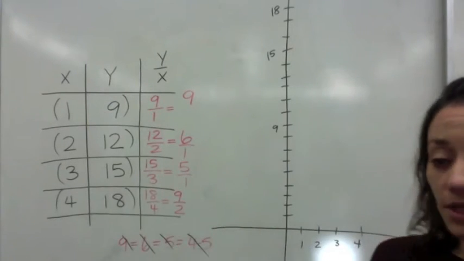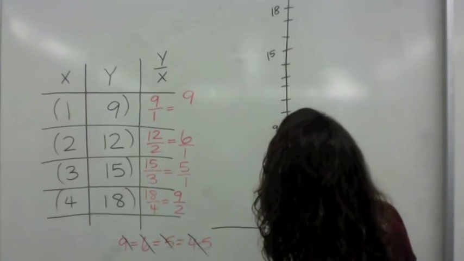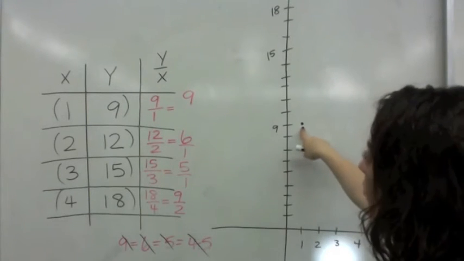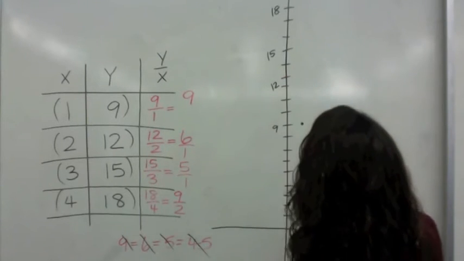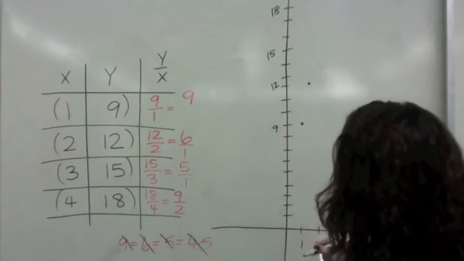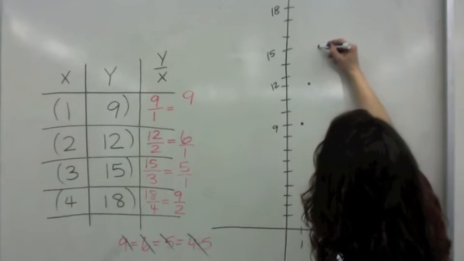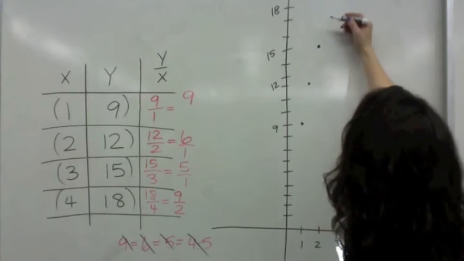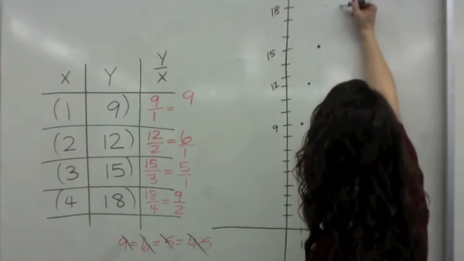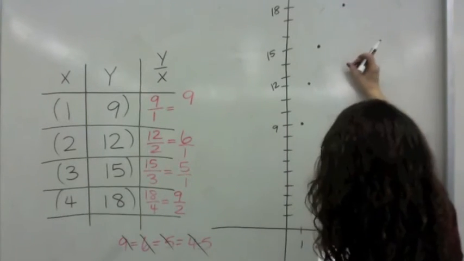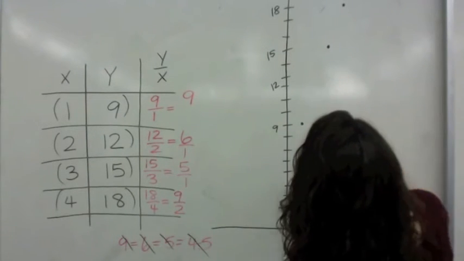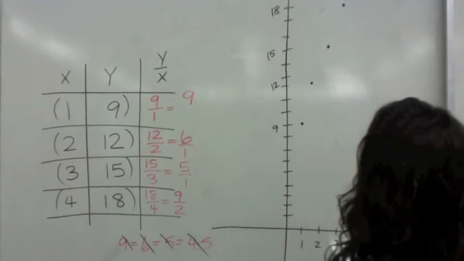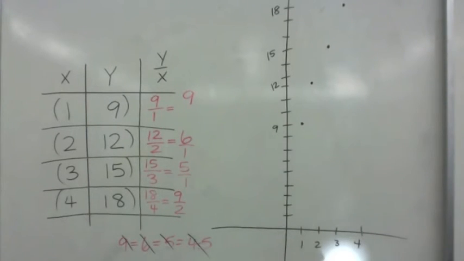Okay, I'm not sure, so I'm going to try this. So 1, 9, that would be that coordinate point right there. 2, 12. 3, 15. And 4, 18. There we go. Now that certainly looks linear to me.